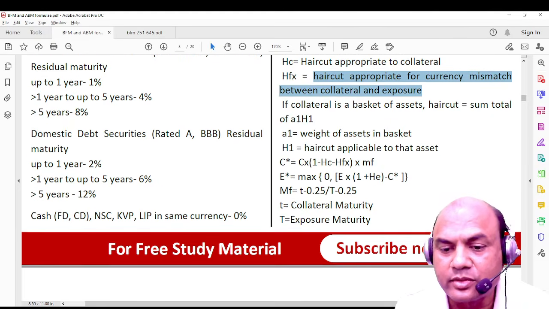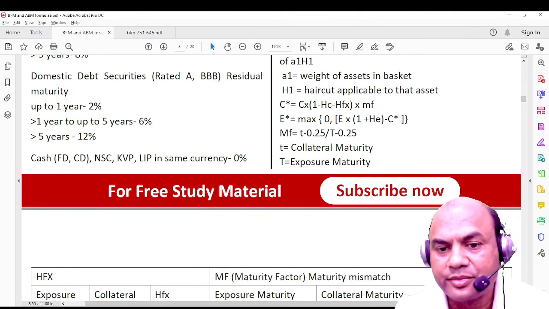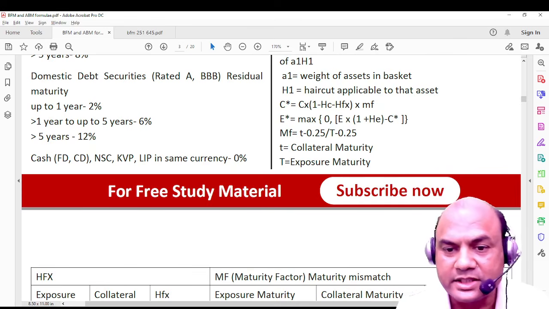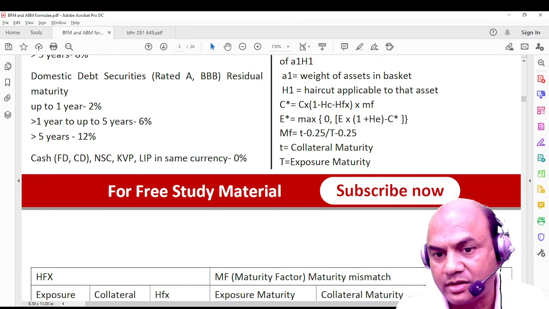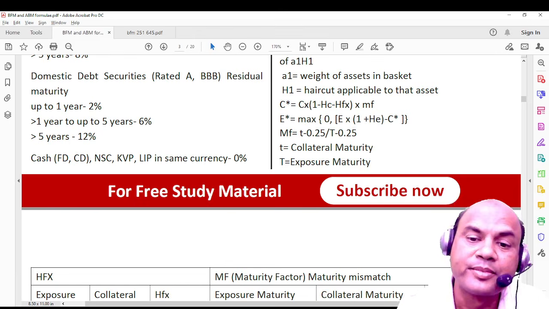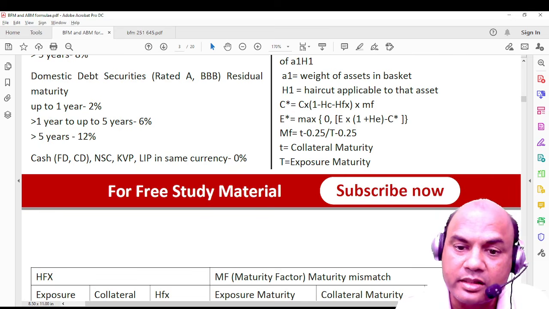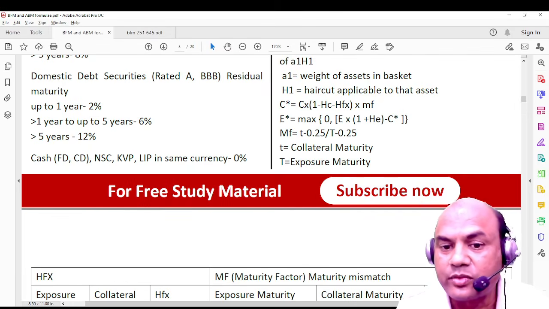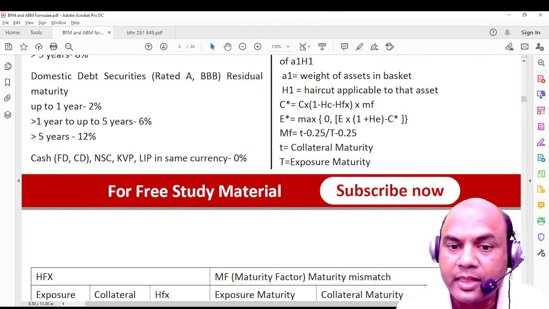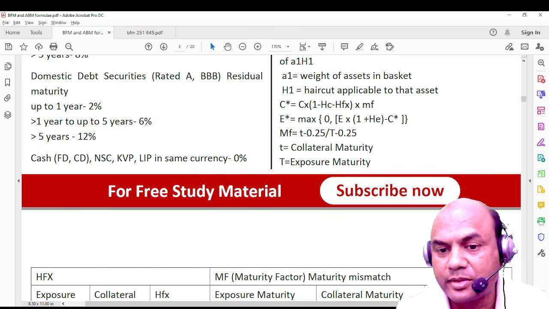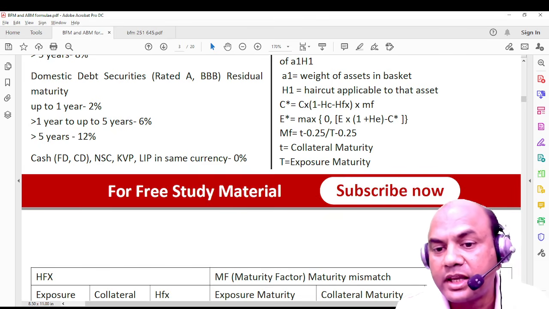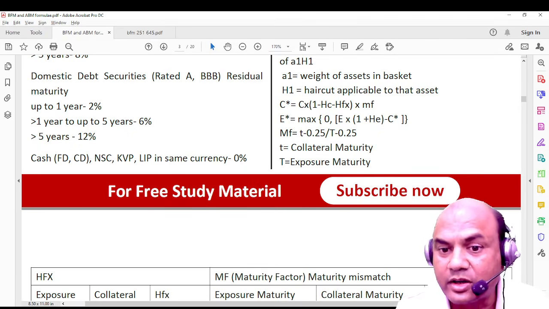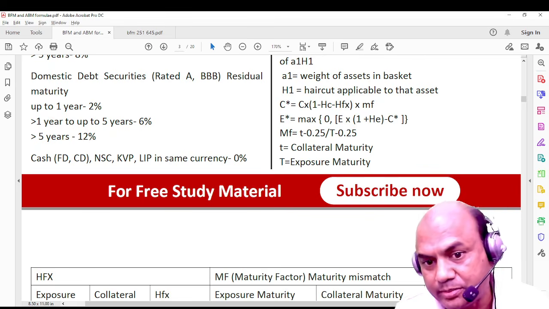Now next, what is this collateral? C* equals adjusted collateral: C into (1 minus HC minus HFX) into maturity factor. This I have already explained. HC is the haircut for collateral, HFX is the haircut for forex, MF is the maturity factor. E* equals maximum of 0 or E into (1 plus HE) minus C*. So either 0 or this, whichever is the maximum.